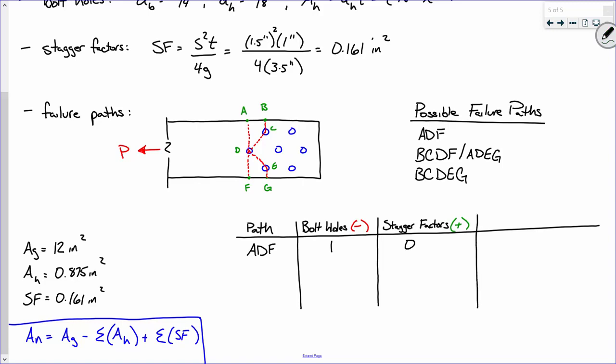So help me out. For path ADF, how would we compute the net area? Well, we take the gross area and we would subtract how many of these? And add how many of these? So tell me what that is. What's that? You're removing that material for the bolt holes. So you subtract the bolt holes, add the stagger factors. So we'll say net area over here, and that's going to be in inches squared. So what does that come out to be?